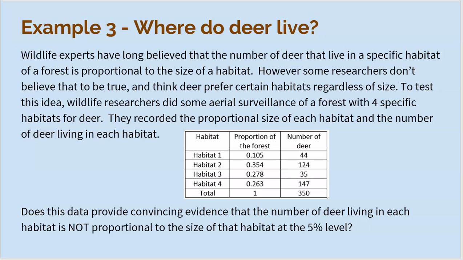Well, some researchers think that's no longer true and that deer actually prefer certain habitats regardless of the size. So we have 4 habitats, we have the proportion of the forest that those habitats represent, and we have the number of deer that we counted in a sample that live in each of these habitats. They want us to see if there's convincing evidence that the number of deer living in each habitat is not proportional to the size, and they want us to use the 5% level. They are giving us our significance level.